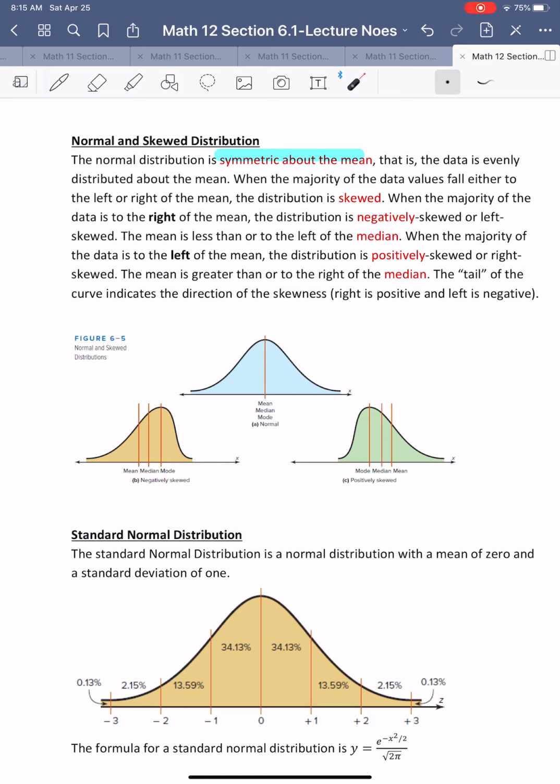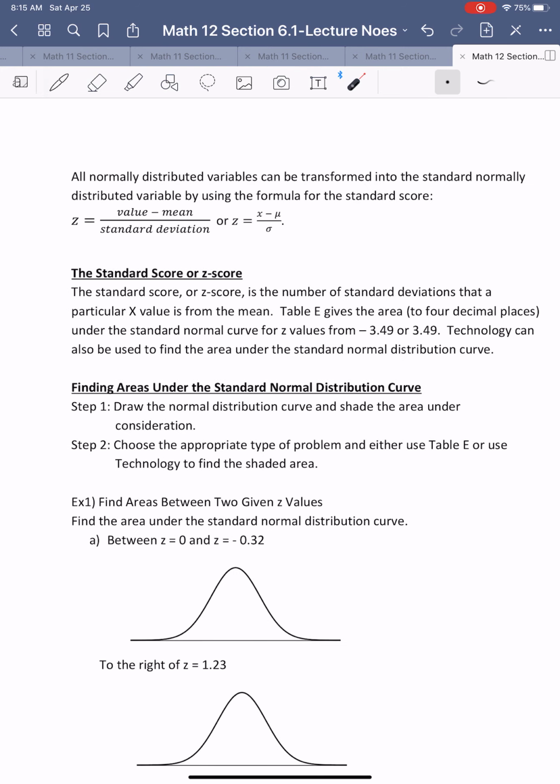Standard normal distribution. The standard normal distribution is the normal distribution with a mean of 0 and a standard deviation of 1. So this is 1 standard deviation, 2 standard deviations, and 3 standard deviations on both sides: 1, 2, and 3 standard deviations from 0. That one we call the standard normal distribution. And the formula for the standard normal distribution is y equals this formula. All right, let's look at the next page.